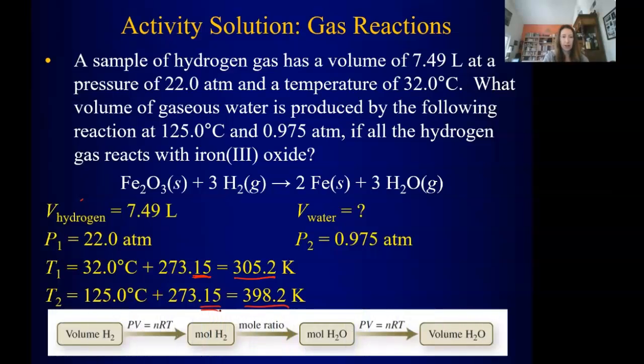Okay, so here's our plan. We're going to use PV equals nRT to get to our moles of hydrogen. From there, we're going to do our mole ratio, which we can already see is going to be 3 hydrogens to 3 waters. Then we're going to get to our moles of water, and then we're going to use PV equals nRT to solve for our volume of water.